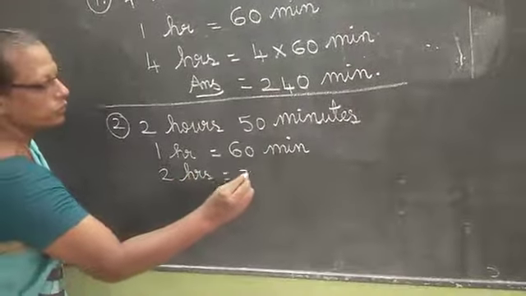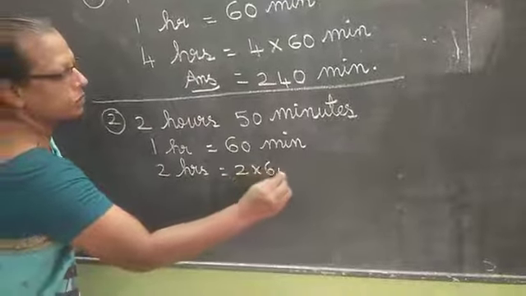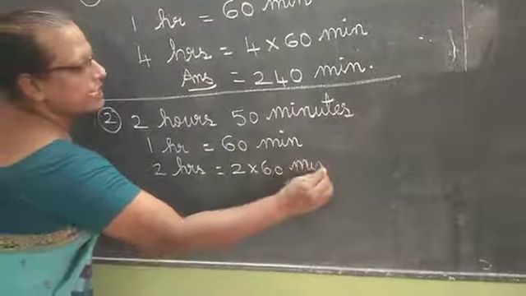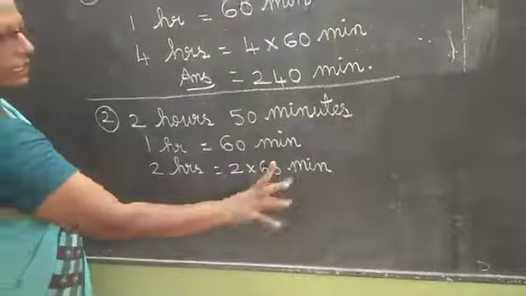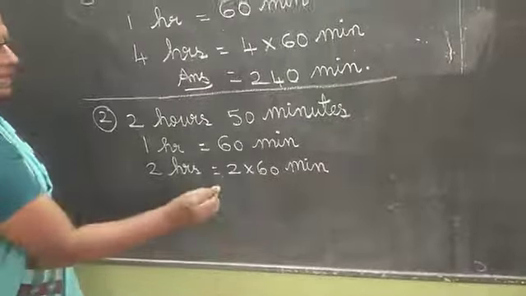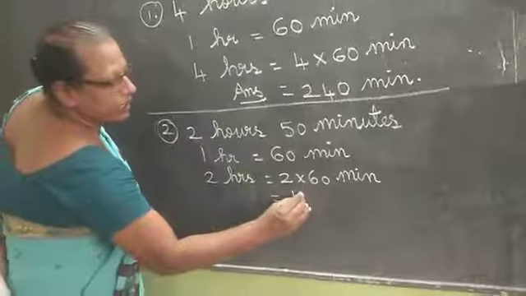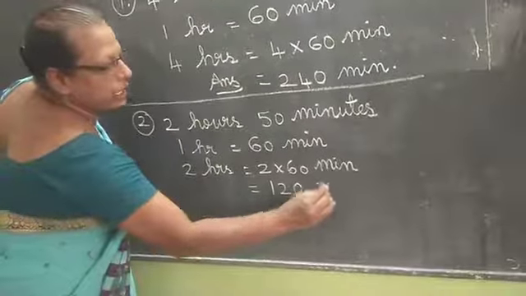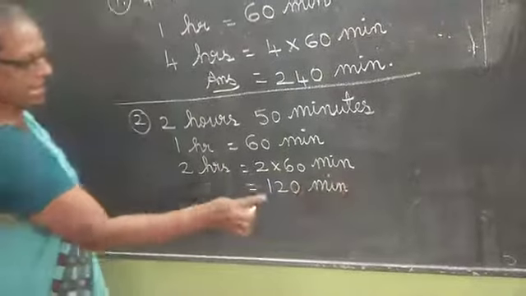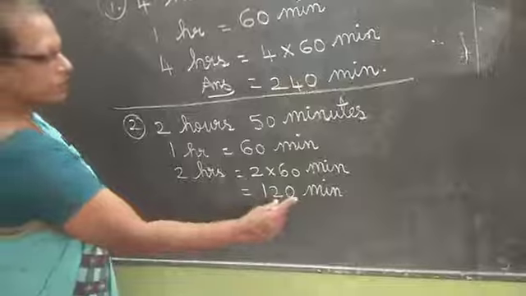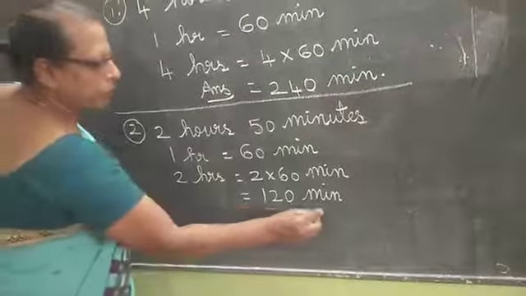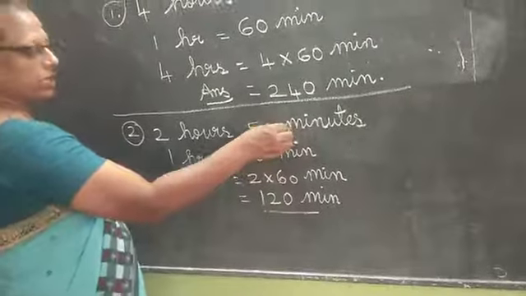Then 2 hours is equal to what, children? Do 2 into 60 minutes. 2 into 6, what did I say? Don't take the zero. 2 sixes are 12. So what will come, children? 120 minutes. This is the answer for 2 hours. Okay children. Now with this 120 minutes, what you have to do is add this 50 minutes also.